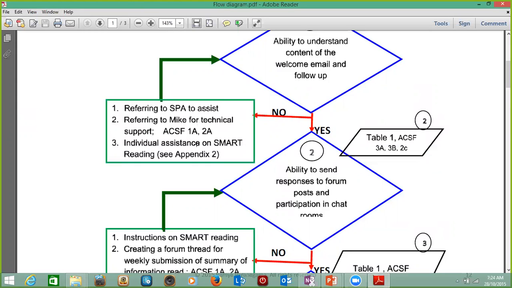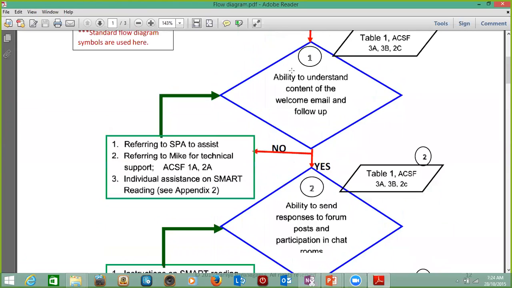This is the smart reading, or what else there. These are a couple of examples. And then once it was addressed, they enter the first decision. That's the mainstream, right? Number 1. So that's a little loop there.